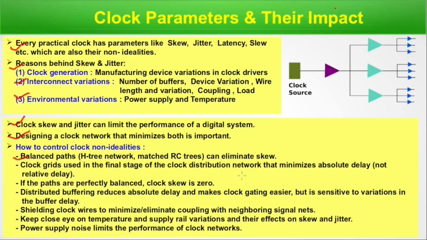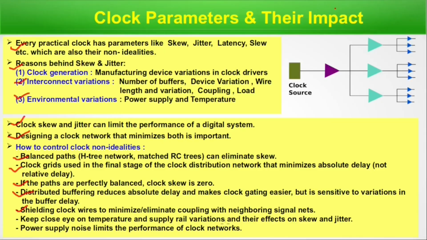Clock grids are used in the final stage of the clock distribution network to minimize absolute delay, not relative delay. If paths are perfectly balanced, clock skew is 0. Distributed buffering reduces absolute delay and makes clock routing easier, but is sensitive to variations in buffer delay. Shield clock wires to minimize or eliminate coupling with neighboring signal nets. Interference from neighboring signal nets might impact the clock signal, so we can shield them. How buffers are distributed is also a key point.